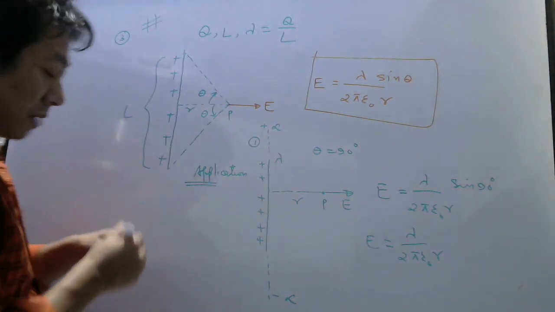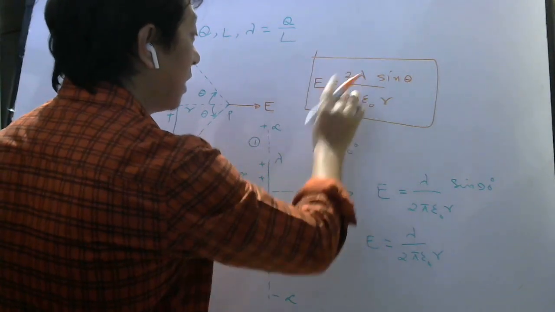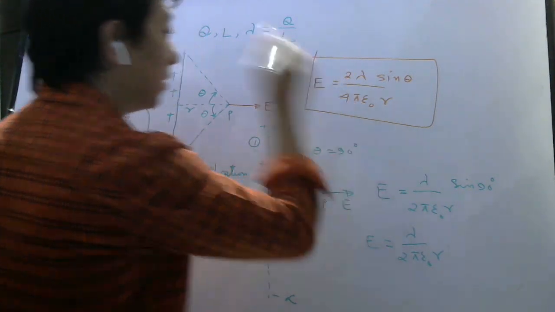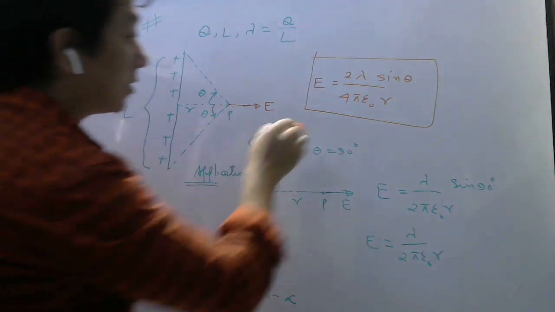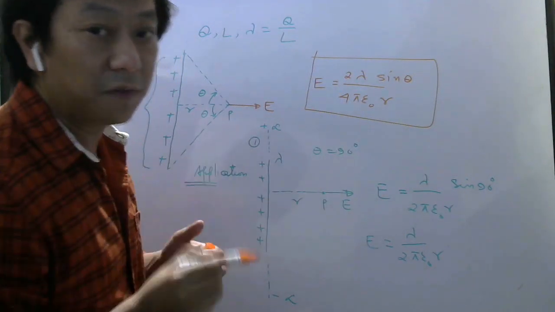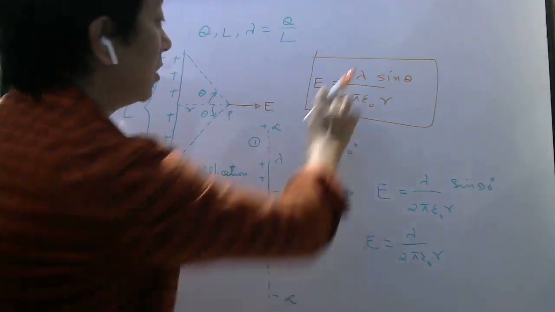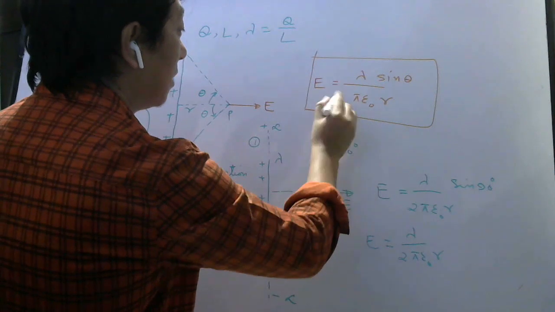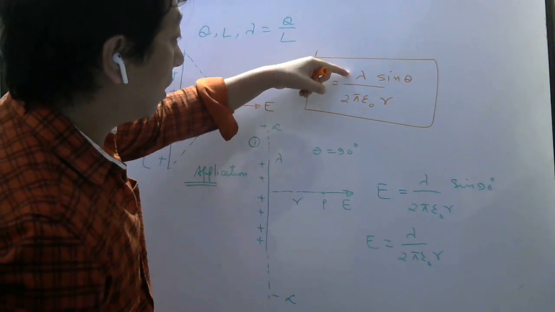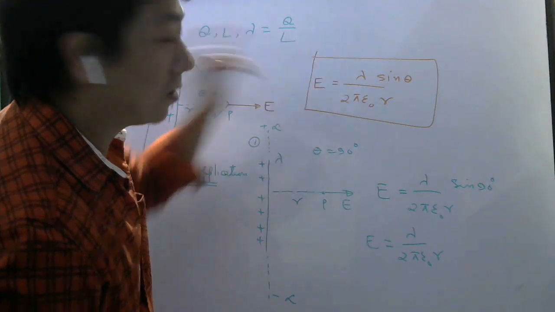Sometimes people write this formula with 2 lambda and here they write 4. Why? Because while substituting values, if they give 1 by 4 pi epsilon naught, we know the value: 1 by 4 pi epsilon naught is 9 into 10 to the power 9. So either you write lambda divided by 2 like this, or you write 2 here and 4 here. It is the same thing, right? 2 divided by 4 is 1 by 2.